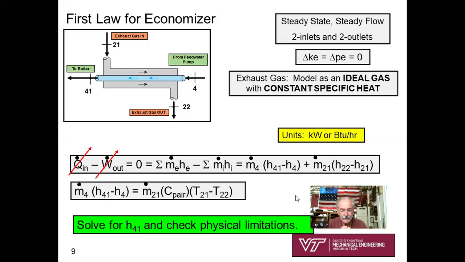I do not expect that you're going to have a homework problem associated with an economizer. However, in ME 3204 heat transfer, you may well be exposed to or have an opportunity to analyze an economizer transferring heat from hot exhaust gas into boiler feed water. And so that's important. Solve for h41 and check for those physical limitations to be sure that you're not boiling the water at state 41.